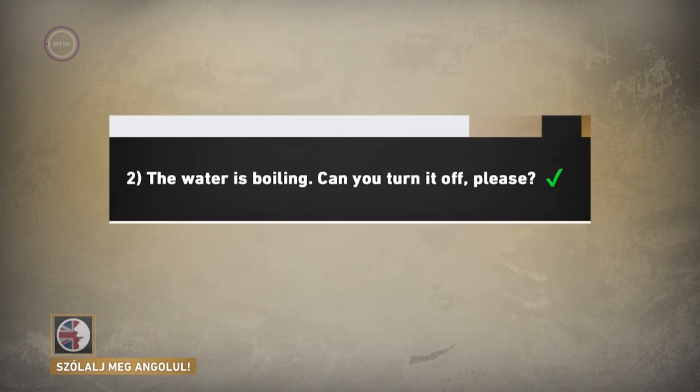Wrong. Here we need the present continuous. We're in the kitchen, cooking, and I'm busy. I can see that the water is boiling. It's happening now when I'm speaking, and I'm asking you to turn the heat off to stop it boiling. Present continuous for actions happening at or around the time of speaking. It's happening now when I'm talking. It's the present continuous.